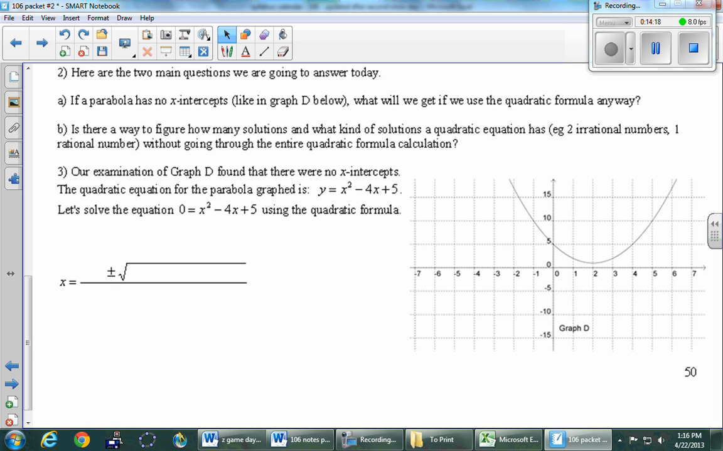And then part B. If you don't care about what the actual solutions are, but really just what kind of numbers they are, am I going to get 2 messy numbers? Am I going to get 1 nice number? What kinds of answers are we going to get when we solve quadratic equations? We want to know if there's a shortcut. Those are the 2 things we're after today. So let's look at number 3.